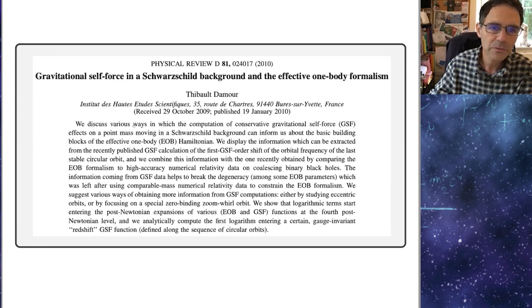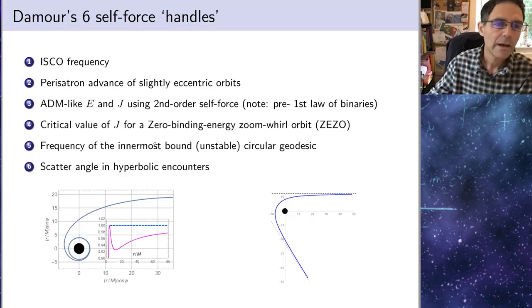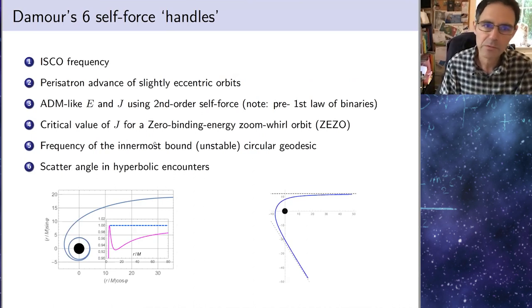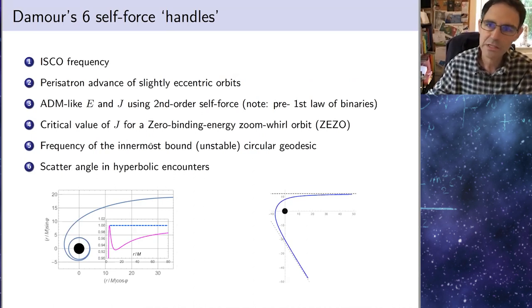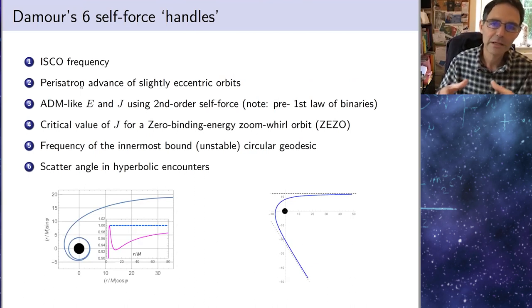We discuss various ways in which the computation of conservative gravitational self-force effects on a point mass moving in a Schwarzschild background can inform us about the basic building blocks of the effective one-body Hamiltonian. And there were six such ways that were described, or six handles. The first was the ISCO frequency. The second was the periastron advance on slightly eccentric orbits in the limit of circularity.